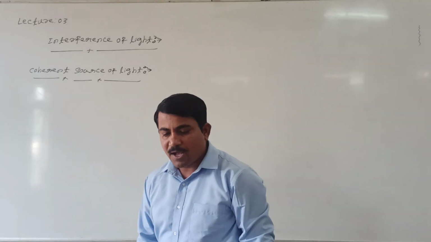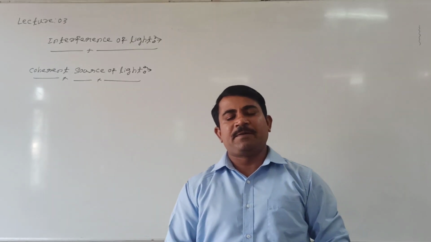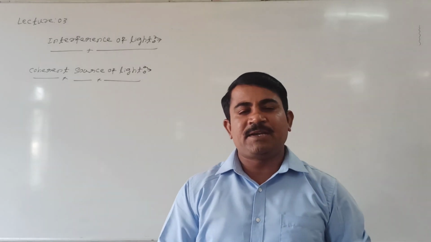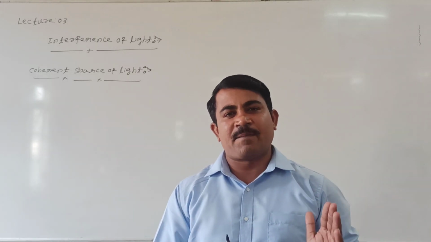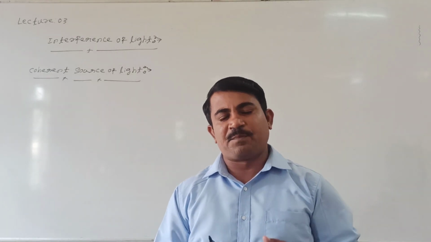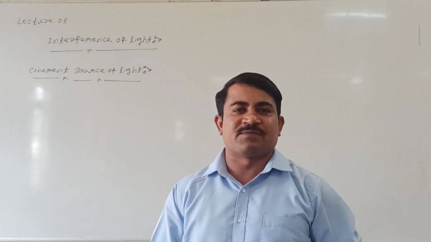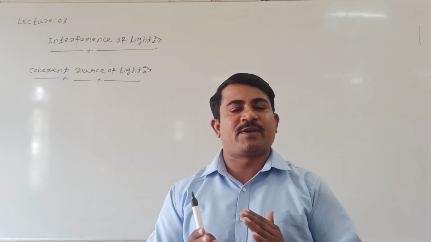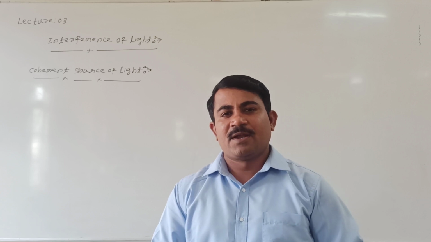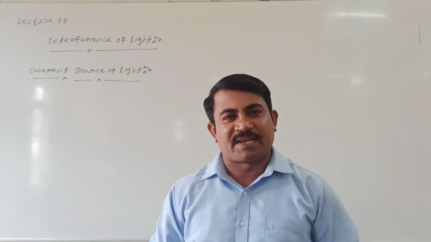See here. Coherent source of light means the source of light which emits waves of the same amplitude, of the same wavelength, of zero phase difference or the same phase difference. Such a source of light we call a coherent source of light. Now diagrammatically, how it looks like, that we'll see.